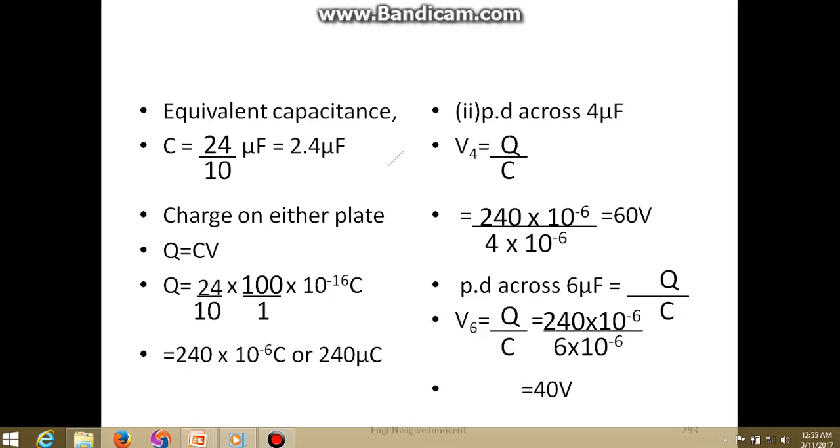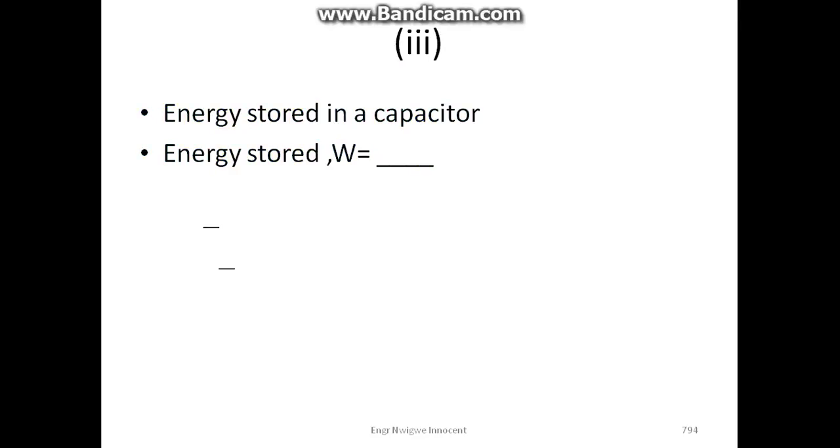Which will give us 40 volts. I. Energy stored in a capacitor. Energy stored, capital W, is equal to half Q squared over capital C, which is equal to half times (240 times 10 raised to the power minus 6) squared, all over 24 over 10 times 10 raised to the power minus 6, which is equal to 1.2 times 10 raised to the power minus 2 joules.